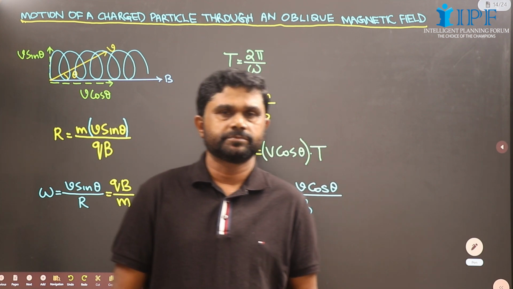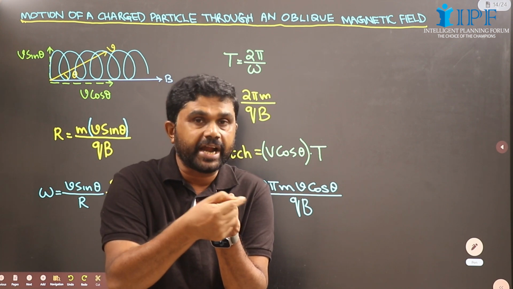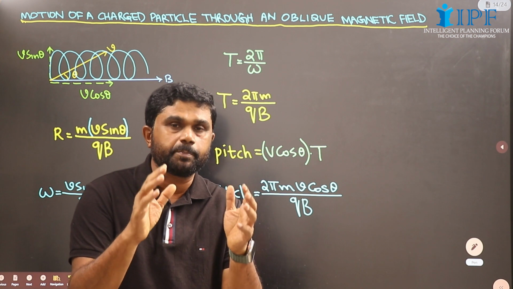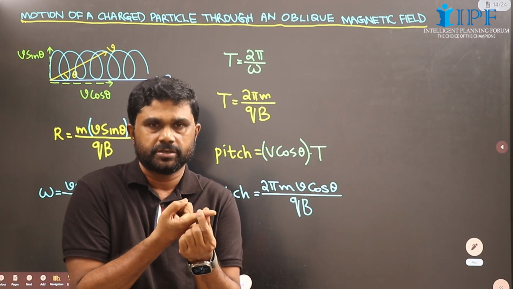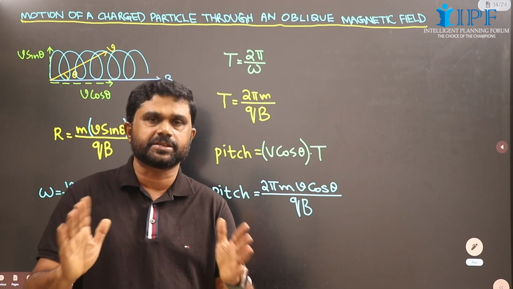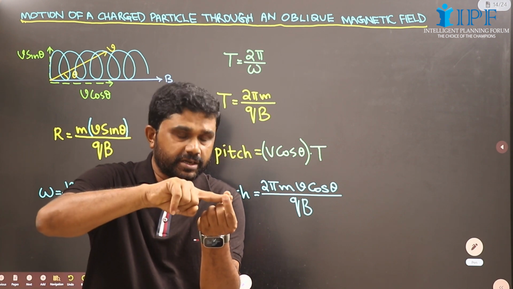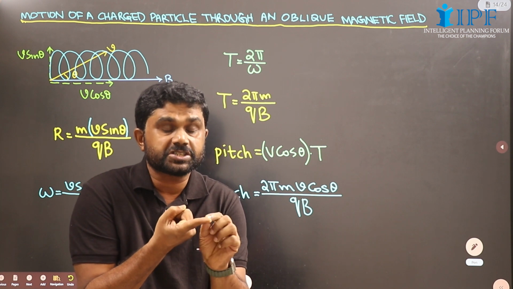Pitch of a screw gauge. If I turn the screw, the tip of the screw will advance in the forward direction. Through what distance the tip of the screw will advance in one complete rotation is called pitch. In a screw it is pitch, everywhere it is the pitch.